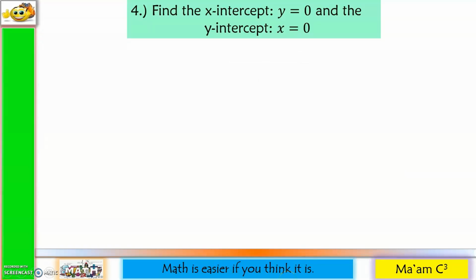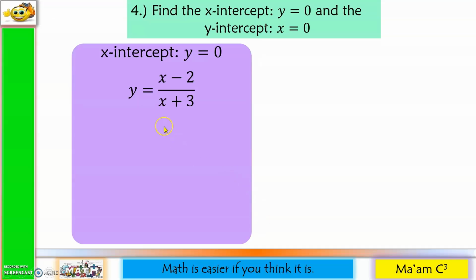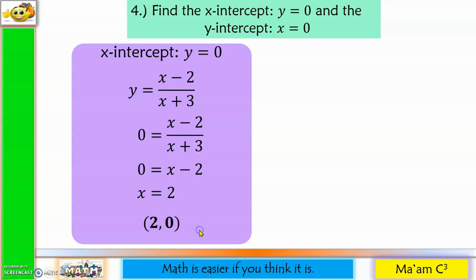Next step, let us find the x and y intercepts. Let's start with the x-intercept. So we're going to make use of our simplified function. Let us let y be equal to 0. So 0 equals x minus 2 all over x plus 3. Cross multiplication, 0 times x plus 3 is 0. 0 equals x minus 2. Moving negative 2 to the other side, so we have x equals 2. Our x is 2, our y is 0. Therefore, our x-intercept is at 2, 0.